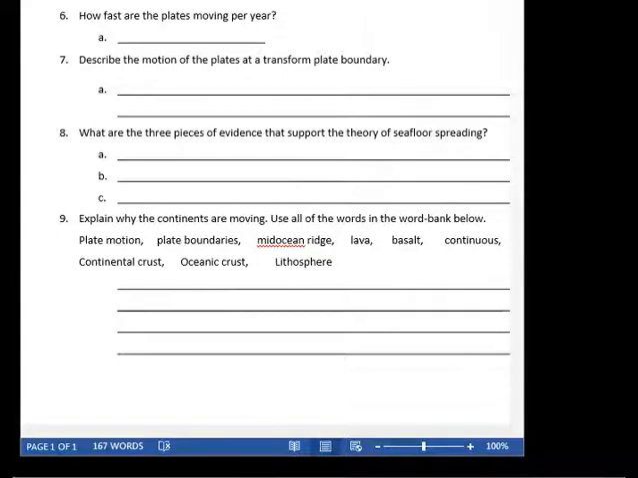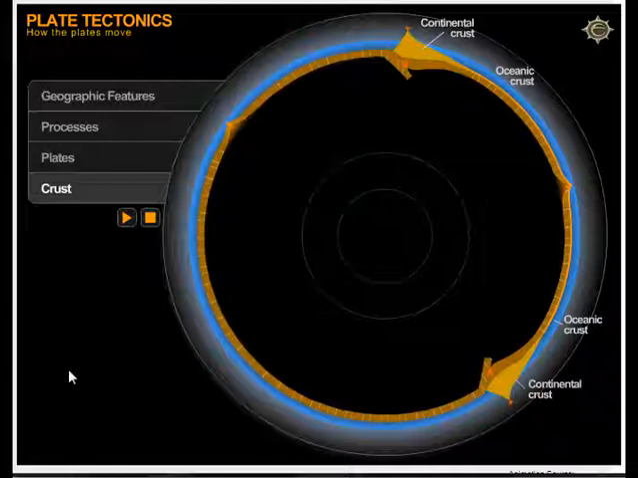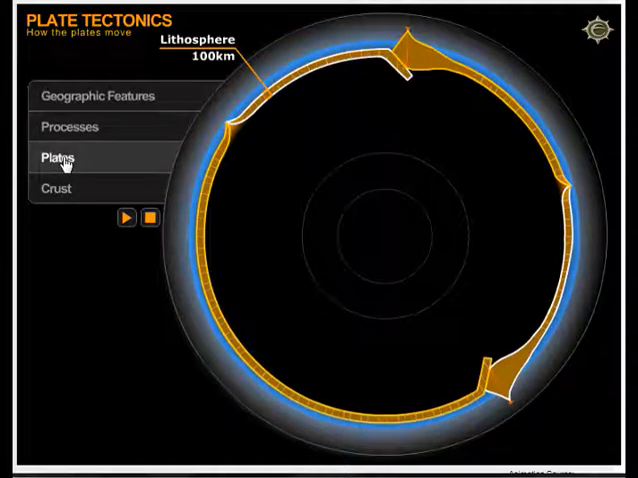Now we're down to our final question, which is: explain why the continents are moving. Use all the words in the word bank. So let's go ahead and review what we've talked about. So this is an animation of plate tectonics. And so what we first need to look at is what are the plates. So here are our plates right here. And again, a plate is just the upper mantle and the crust.